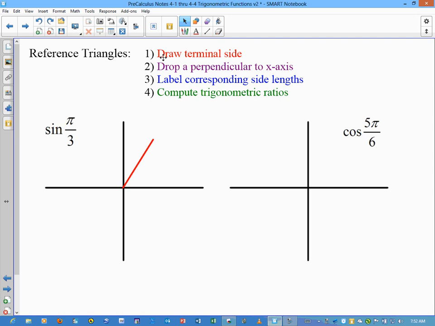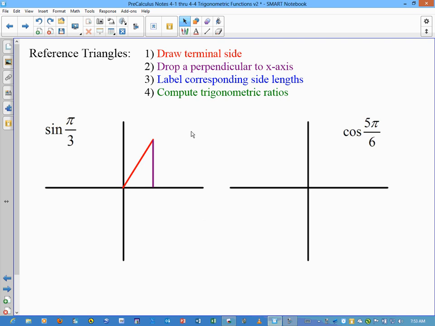So we start out by drawing our terminal side. And then our second step is we drop a perpendicular to the x-axis. It's always to the x-axis. A very common mistake when you're working in other quadrants is, if you have a terminal side down here, trying to draw your line to the y-axis, that would be wrong. You always drop your perpendicular to the x-axis.